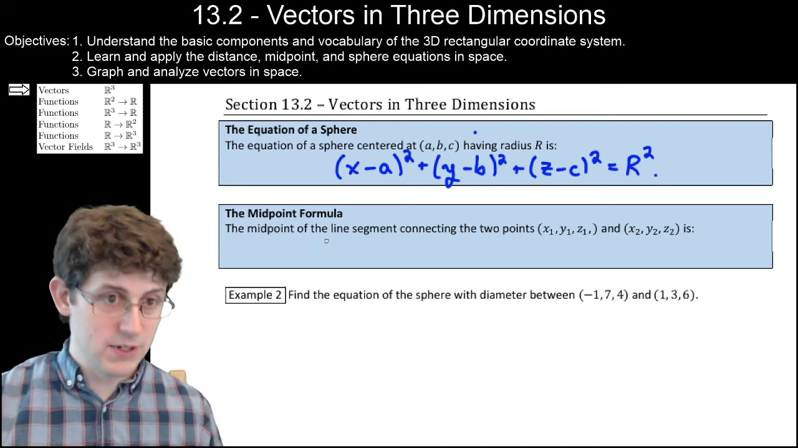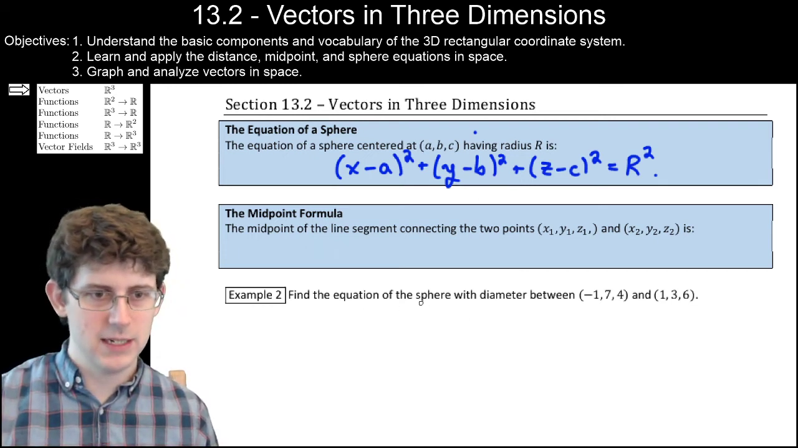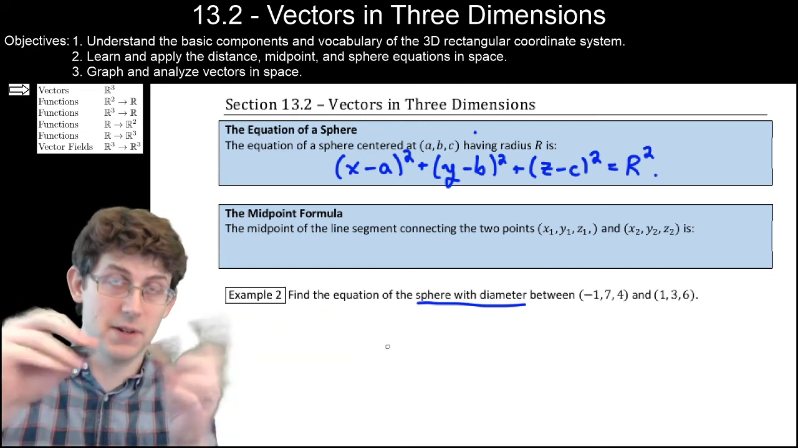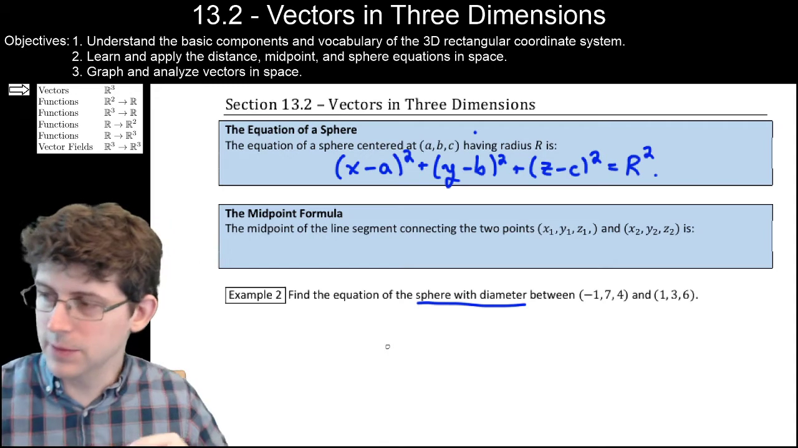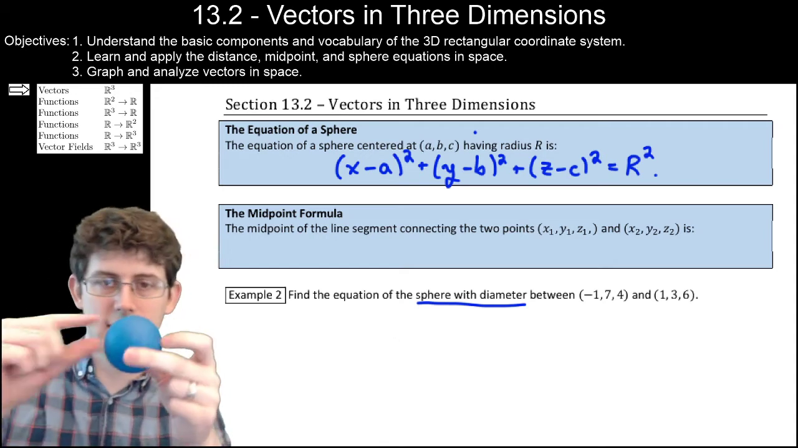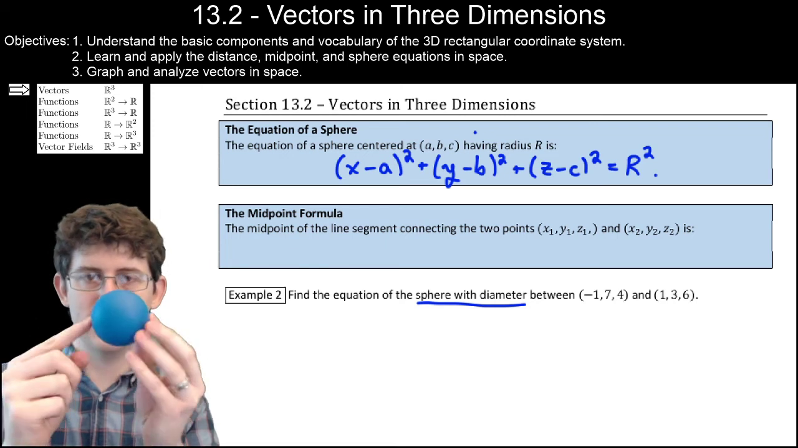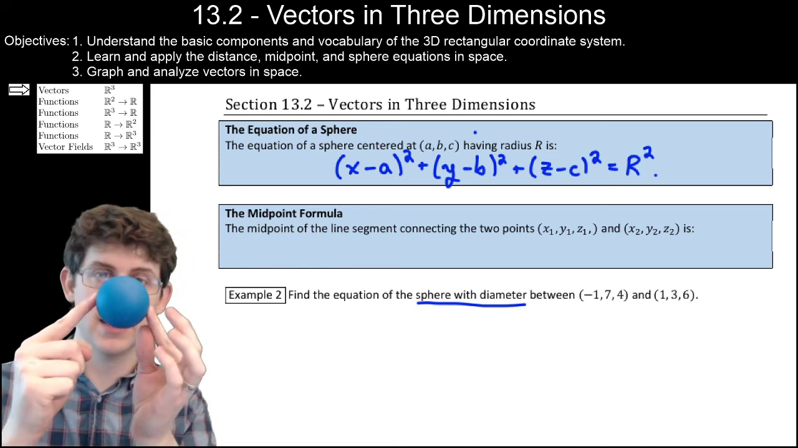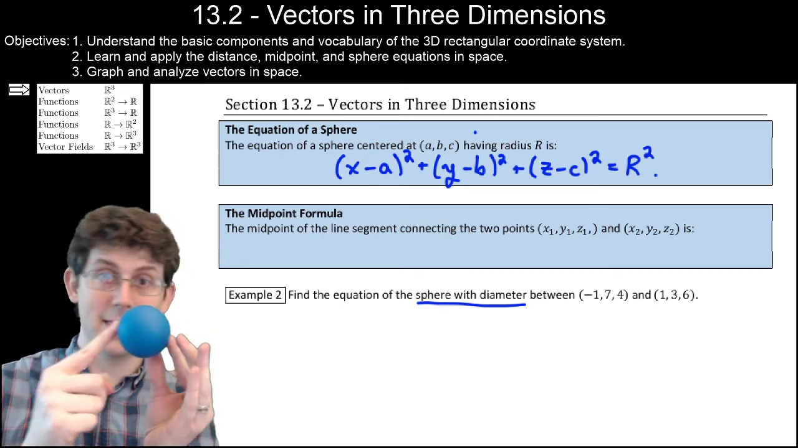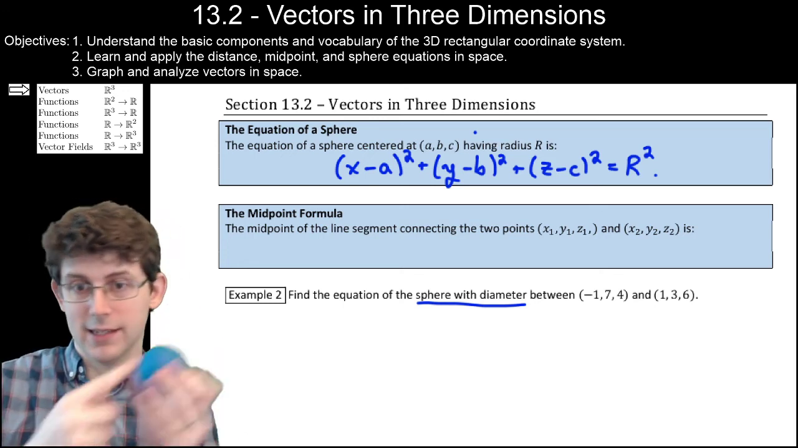Okay, what other geometry can we do? Well, there are going to be some questions that talk about the diameter of a sphere. I would give you two points on opposite sides of a sphere, and then ask you to find the equation of it. To start, you'll have to find the midpoint between the two points.